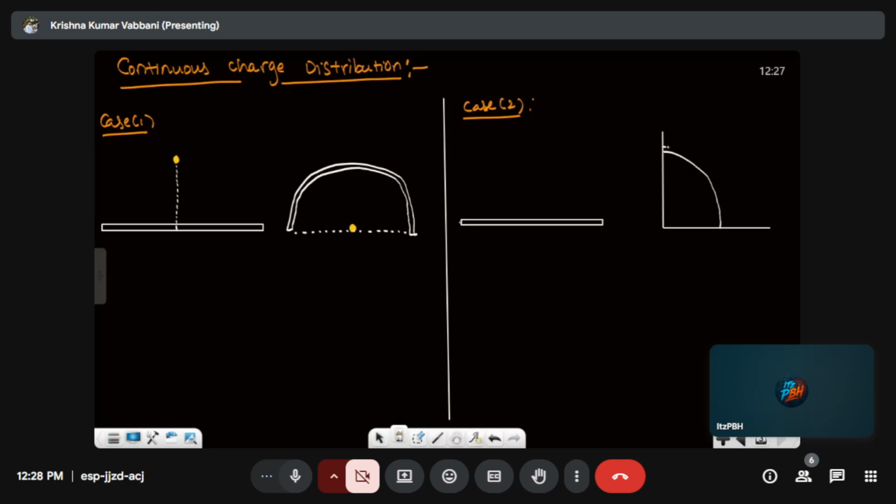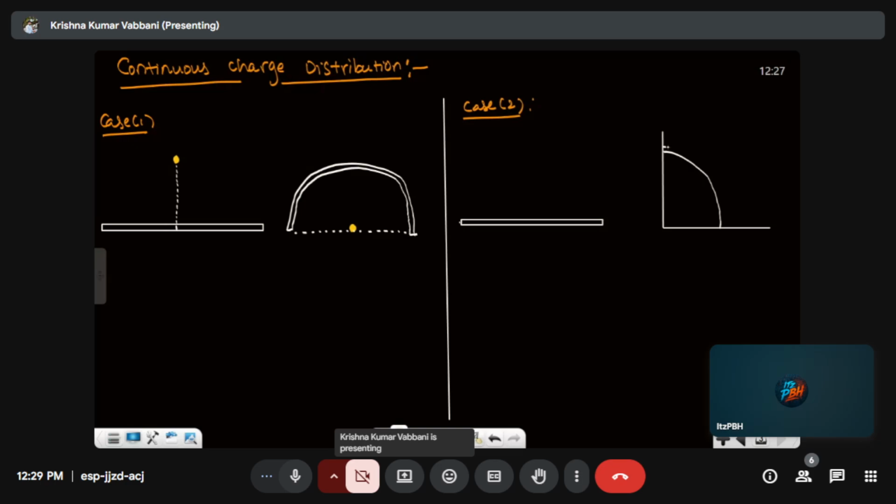Don't think, sir, the charges are distributed equally on this, so why are you saying unsymmetric? No, here I wanted to find the force at the corner. That's why I'm saying it is unsymmetric distribution with respect to q. Here my charges are distributed equally from the center, so this is the equal distribution. Don't confuse it.